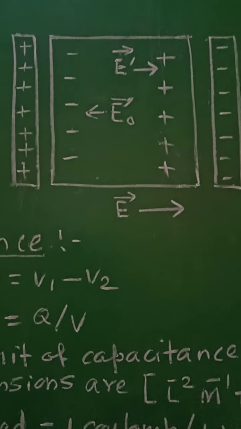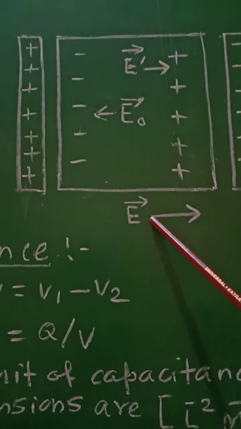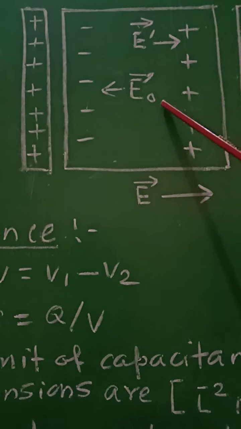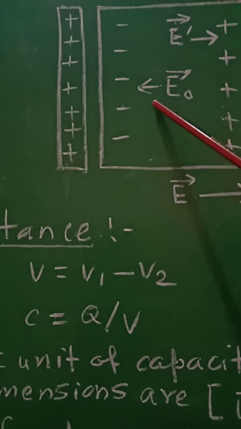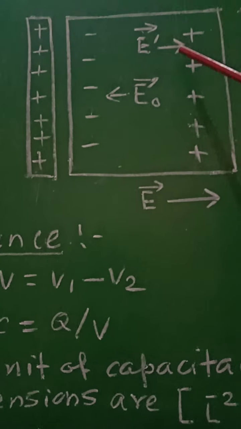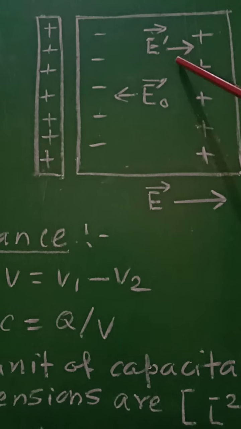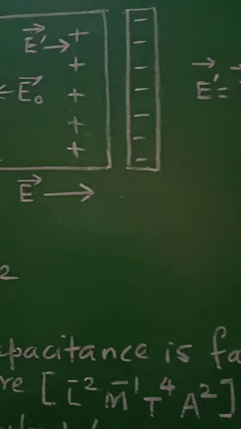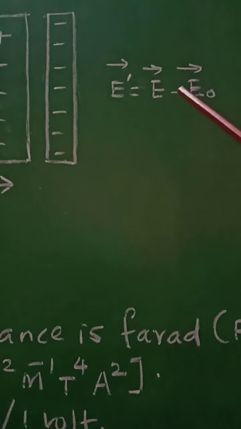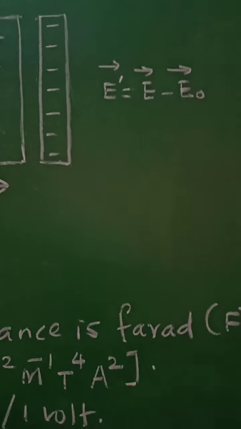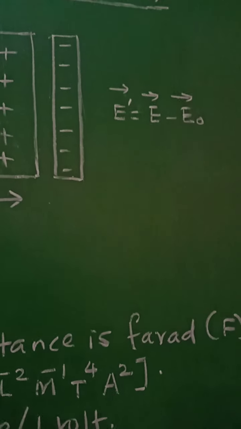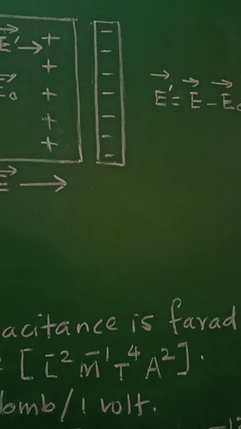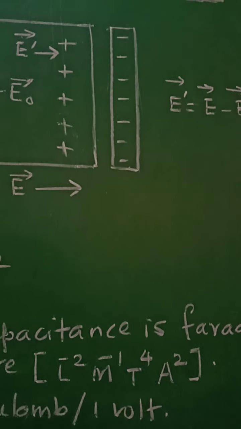So in this case, E is the applied electric field which is directed towards right. E0 is the polarization field which is directed towards left, so that E dash will represent the resultant or the net electric field in that dielectric, which will be given as E dash equal to E minus E0, as E and E0 both are oppositely directed. Therefore, the net electric field E dash will be equal to E minus E0.